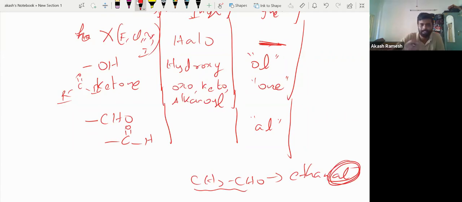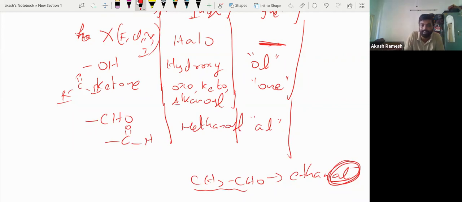Okay, don't worry. We'll see a lot of examples. So you have the CHO. It has to end with AL. And if at all you have to use the prefix, very rarely you will use, but if at all you have to use, you will use methanal. Okay, if you will use methanal, right?